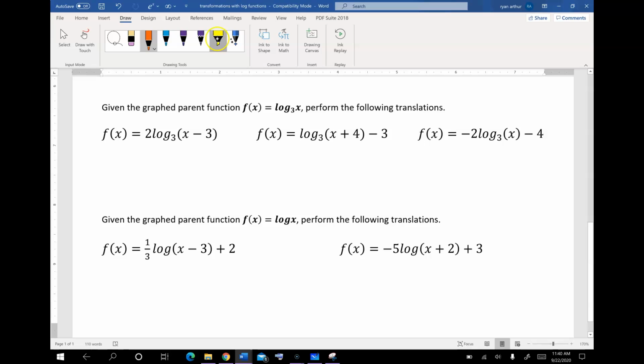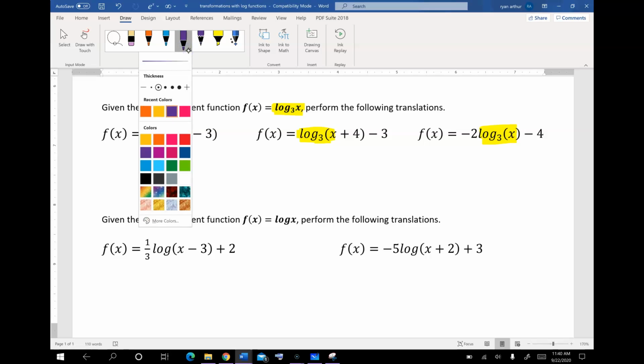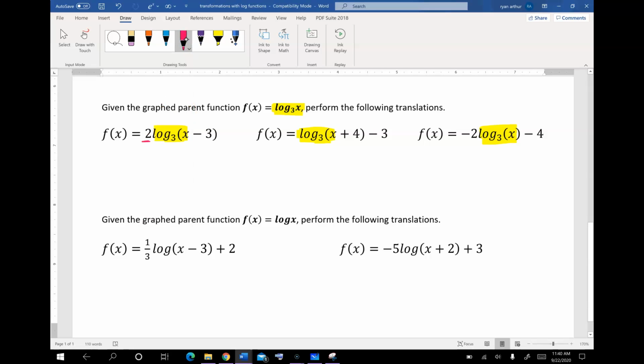So we're changing parent functions. We've got a log base 3 of x. So the log base 3 of x is going to be your parent function, so we're going to highlight it because that's not a transformation. So here we do have an a value. The a value here is a 2. That's greater than 1. That's our a value, so that means we have a vertical stretch by 2. Then we keep going. A minus 3 on the inside, that is your h value. So that means we're going to go to the right 3.